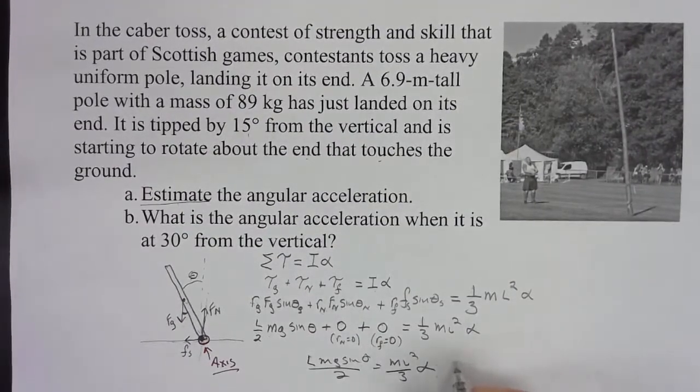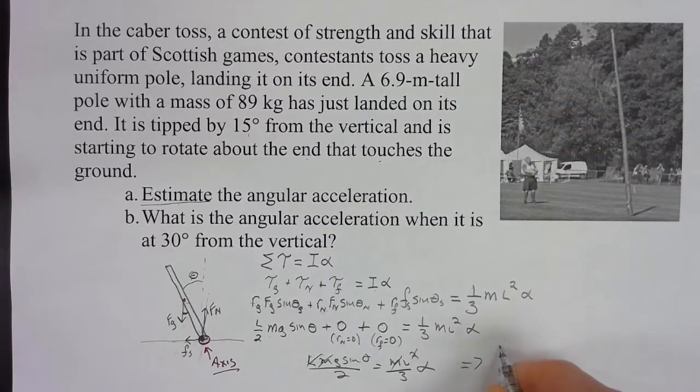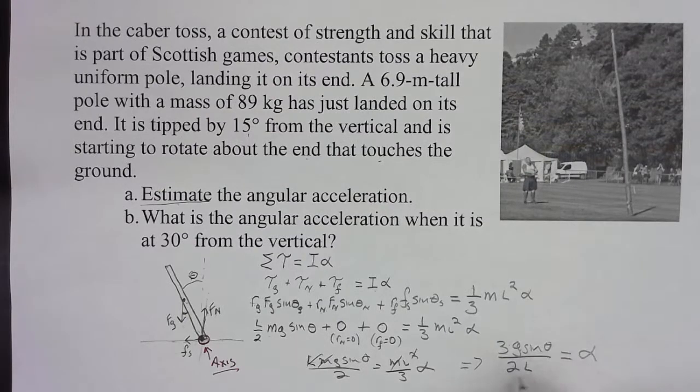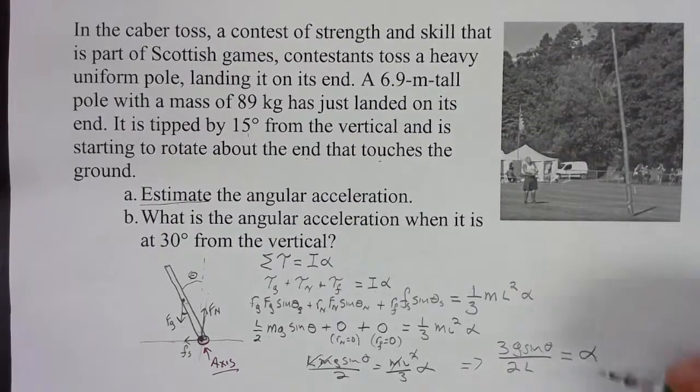And if we take this over to this side, we solve for alpha, we can see that the m actually doesn't matter. And this L, that L, there's 2 of these because it's squared. There's one of those, it reduces. So we're going to end up with 3g sine theta divided by 2 over L is equal to alpha. So 3g sine theta divided by 2L equals the angular acceleration.